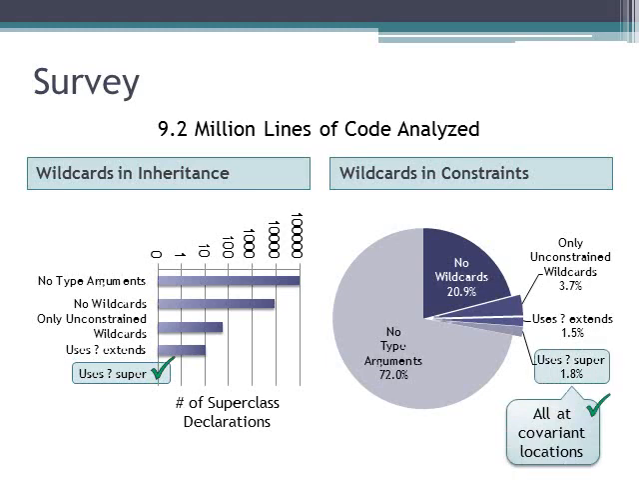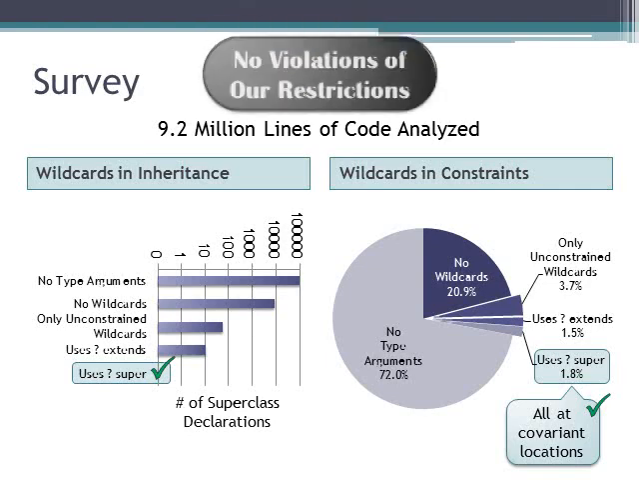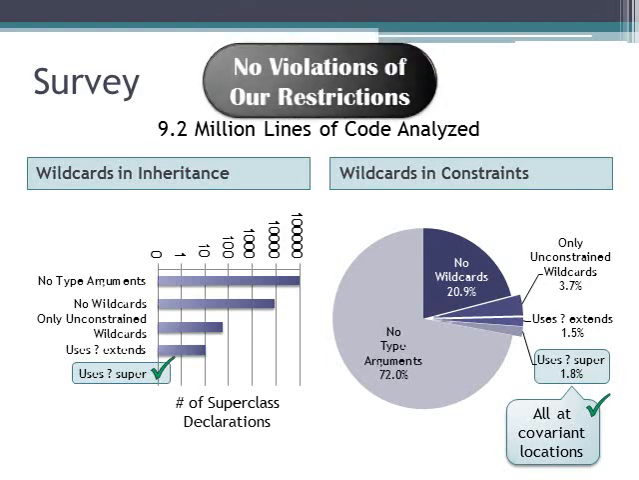In fact, all of them were at top level locations, indicating that we could restrict the language more in order to give a more useful or user-friendly error message. So in summary, out of 9.2 million lines of code, there was not a single violation of our restrictions, suggesting they're in fact very practical.